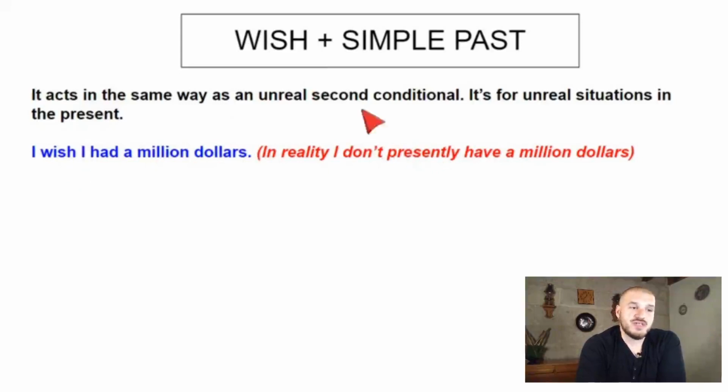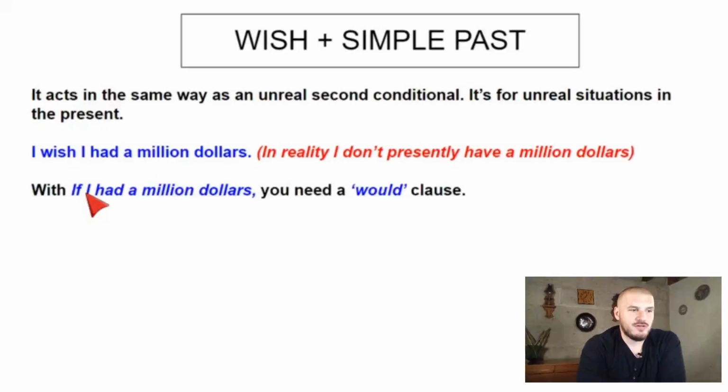Okay? So we can use the second conditional like if I had $1 million. Or we can say I wish I had, ojalá tuviera. With if I had $1 million, you need to use the would clause, right? Si van a decir si tuviera $1 millón, tienes que decir qué harías, ¿no? Si tuviera $1 millón, haría esto o haría otro. Si solo dices ojalá tuviera $1 millón, no tienes que agregarle nada más, no tienes que ser más específico. Depende de lo que quieres expresar.